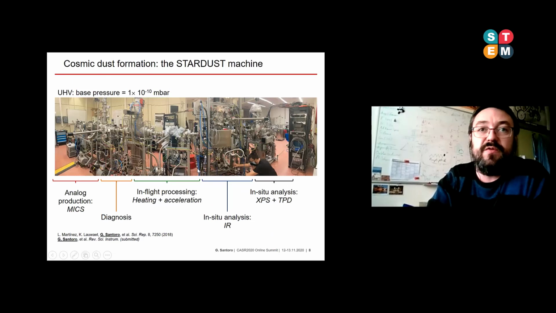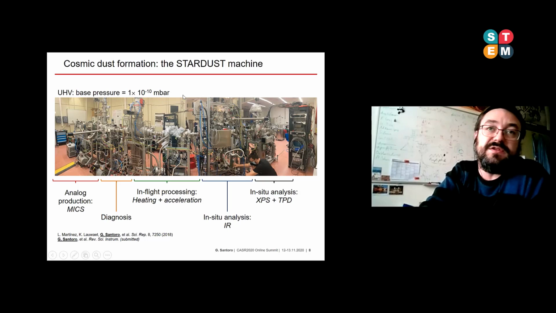Okay, this is how it looks in reality. Here you can see the module for analog production, the diagnosis chamber. This is the oven. This is the processing for accelerating. This is the chamber for analysis by infrared spectroscopy, and this is for electron spectroscopies. I want to stress that all the process is performed in ultra-high vacuum conditions. This is the base pressure of the system, which ensures that we have a very good control on all the production parameters, and the environment in which we synthesize these analogs is ultra clean.